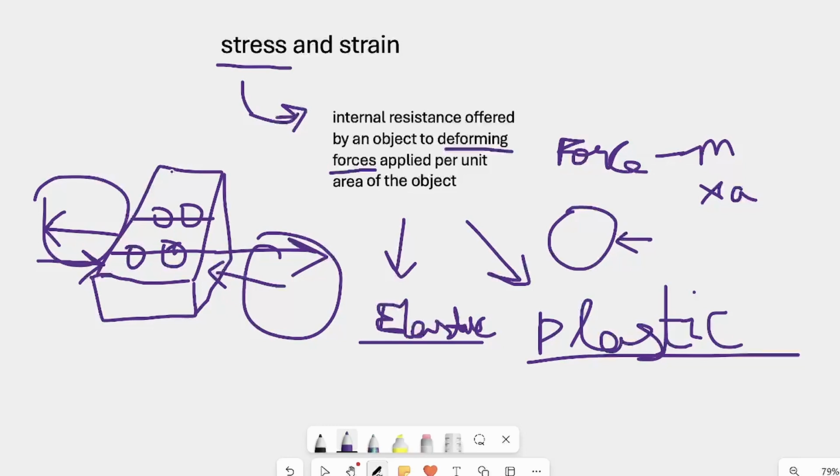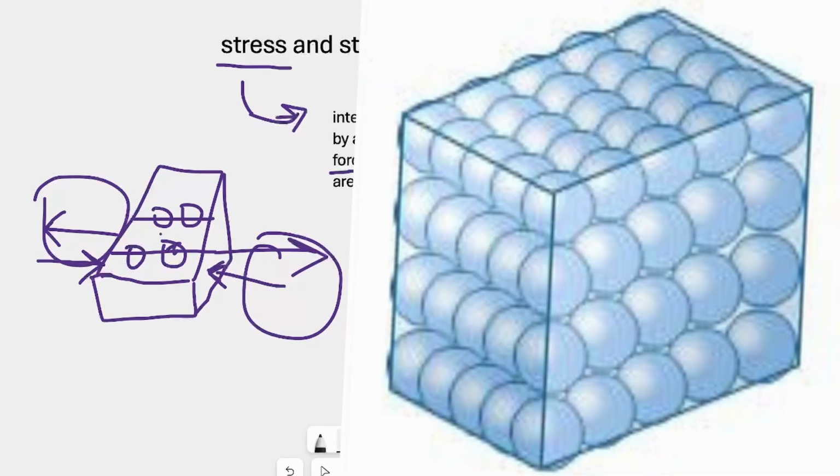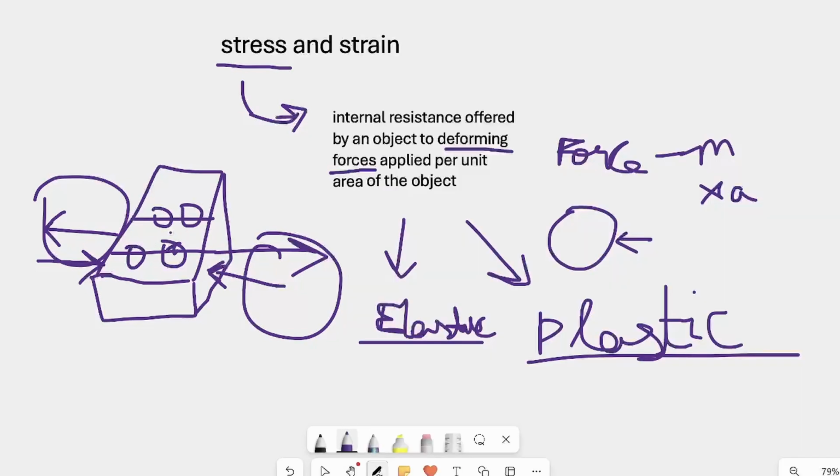So you have an object here and you're applying some compressive forces and you're applying some pulling forces. So what happens when you apply these forces? The molecules inside will try to come back to their original position, which they cannot. When they are trying to come back to their original position, they are developing some internal resistance. So that comes out as stress.